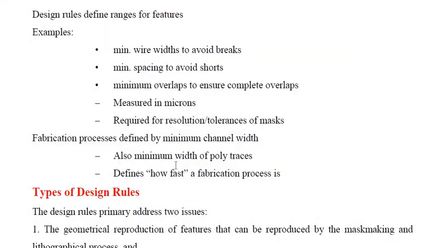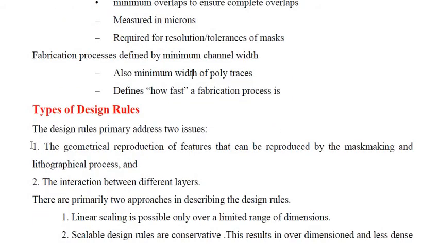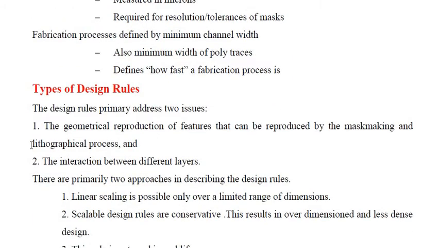Now the topic is about types of design rules, and why actually we are going for the design rules. So design rules are of two types, as I have already said: lambda based design rules and micrometer based design rules. We'll first address why we are going to use this. Okay, so the design rules primarily address two issues. First one is the geometrical reproduction of features that can be reproduced by mask making and lithographical process. That is the first one.